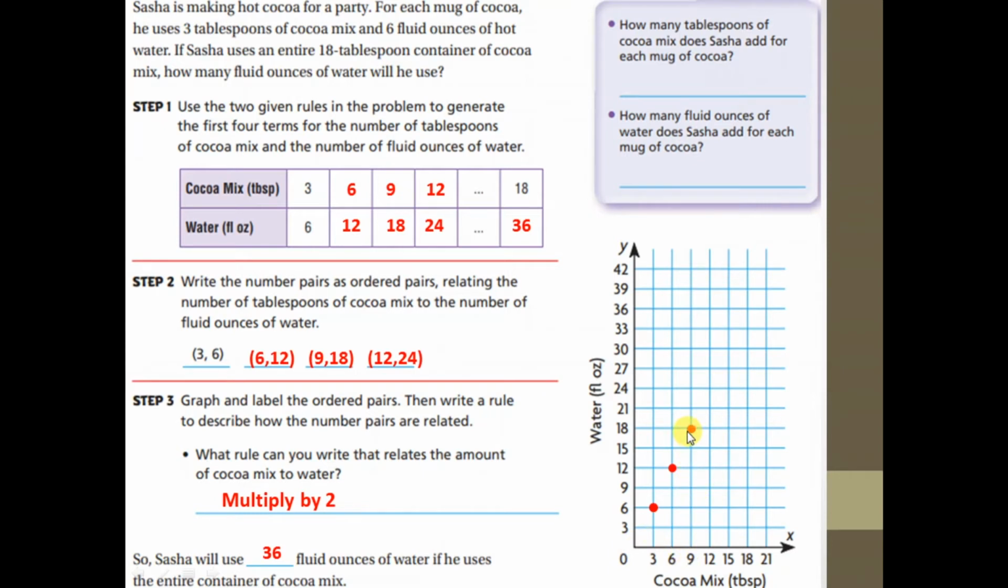So the point will be here. Finally, 12, 24. Start from the origin, go till 12, then we go up until 24. So the fourth point will be here. And finally, we draw a line to cross all the points together from the origin. Start from the origin. Now we finished graphing it after analyzing the relation between the two patterns.